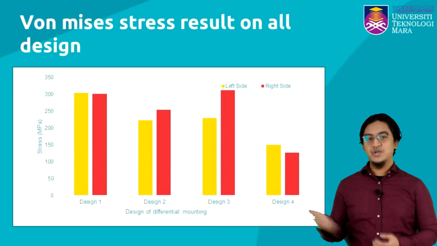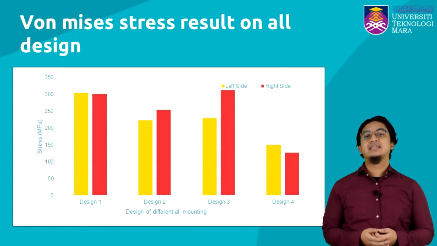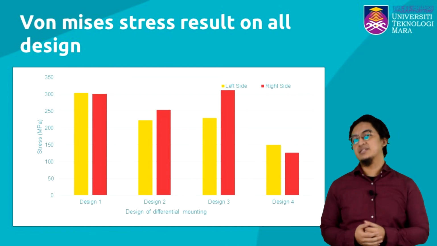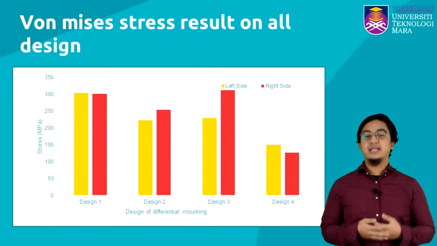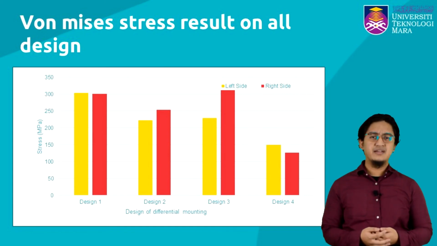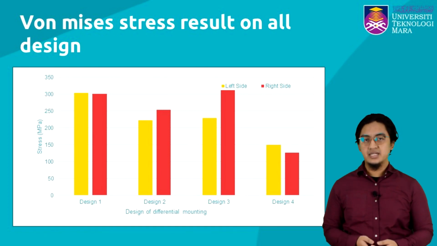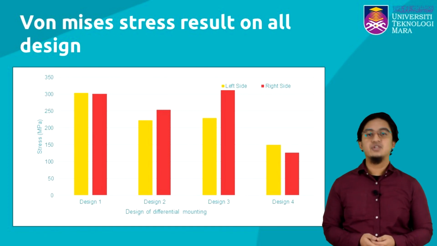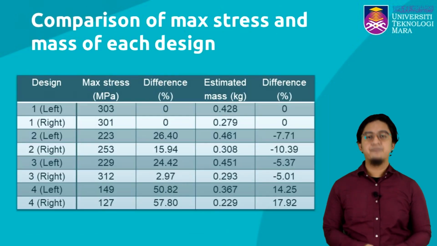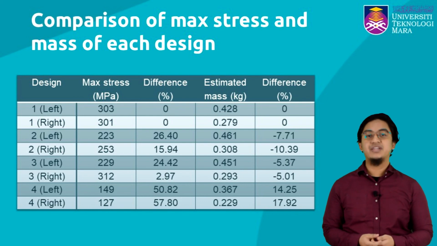The table here shows the max stress on each design. The right mounting happened to see high stress because its thickness is smaller than the left mounting, and it can be seen that design 4 has the lowest maximum stress. The difference in the stress for left and right mounting for design 3 is high due to the mesh on the model. The mesh is not very clean in certain areas, and it cannot be fixed due to limitations of the student version software. Now, let's look at the comparison of stress and mass of each design.